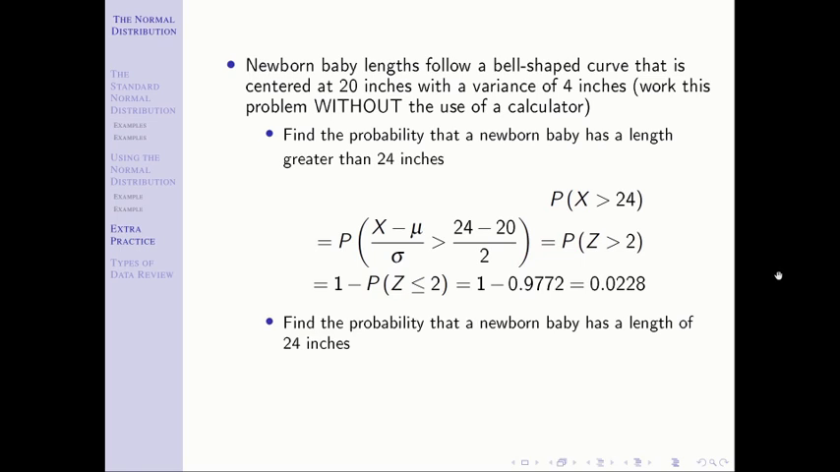Find the probability that a newborn baby has a length of 24 inches. Of is a form of is. In math, that means equal to, so we want to find the probability that x equals 24. That is an interesting question if you have a discrete distribution. Given that we have a continuous distribution, we know that the probability that we land on any number exactly is 0. We don't need to do any math.